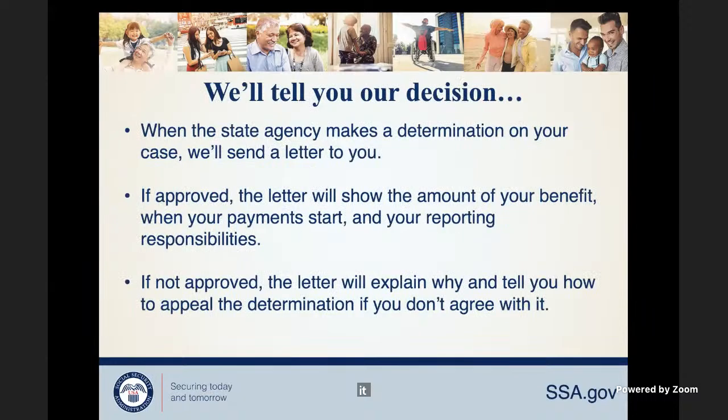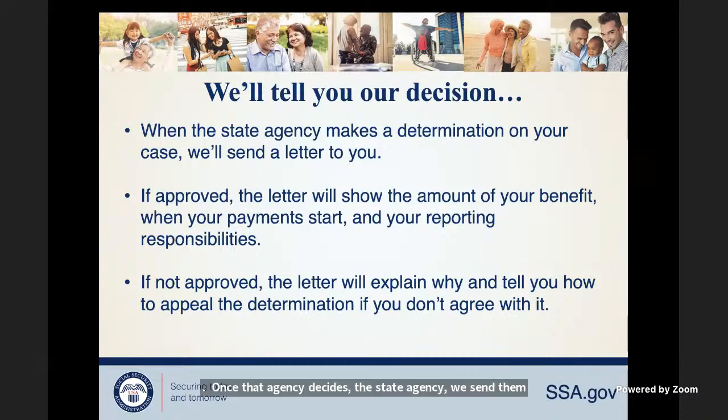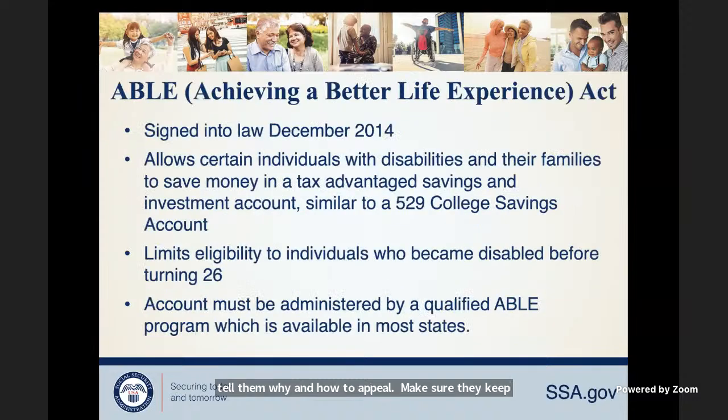So once that agency decides, a state agency, we send them a letter. If they're approved, they get a letter. We tell them how much their payment's going to be, and we can even tell them, hey, we got to talk to you again for SSI. We want to update your information and get you paid right. Make sure we can pay you one first, get you the other. We look into everything. So we may do a review. Now, if they're denied, the letter's going to tell them why and how to appeal. Make sure they keep appealing that determination.